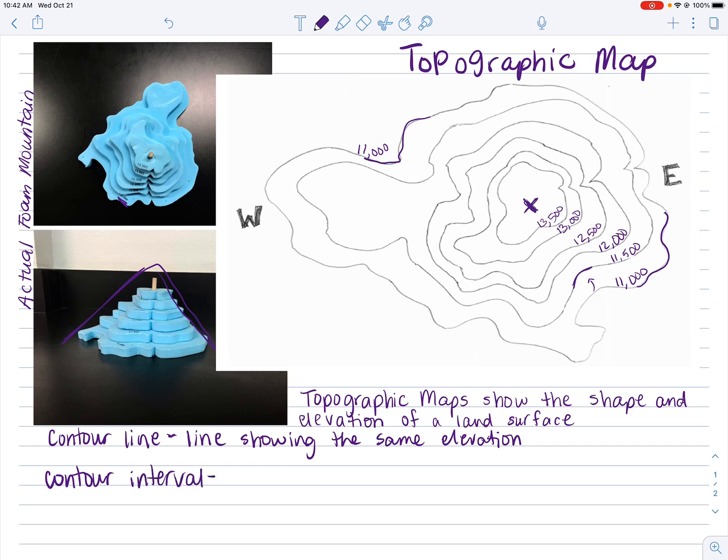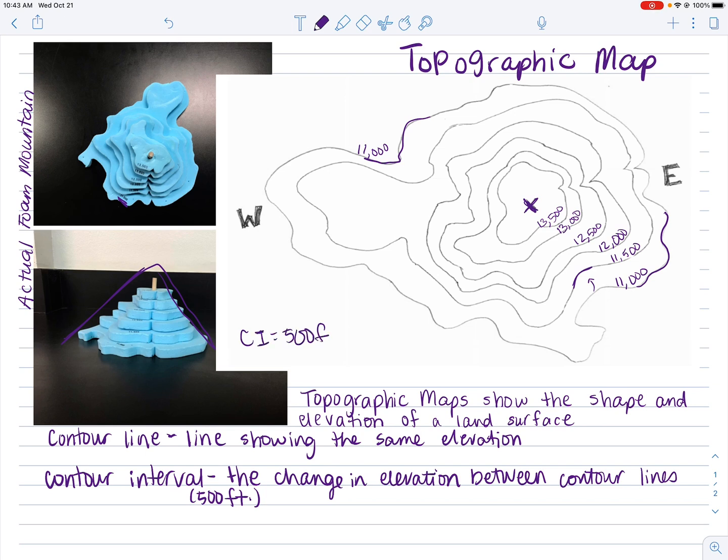So when you hear the word interval, just think of counting or changing by the same amount. So the contour interval is the change in elevation between contour lines. And so that means that on this map here, the difference between each line is actually going to be 500 feet. And so on this map, the contour interval would be 500 feet.